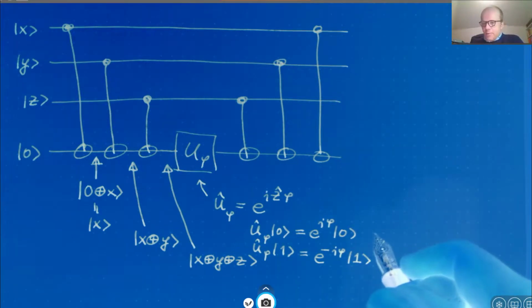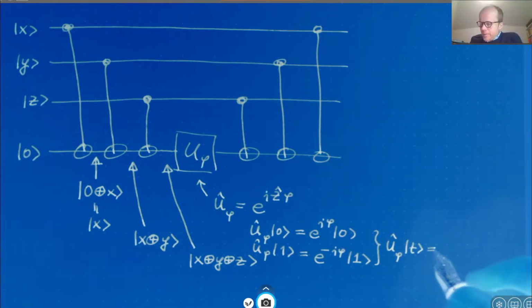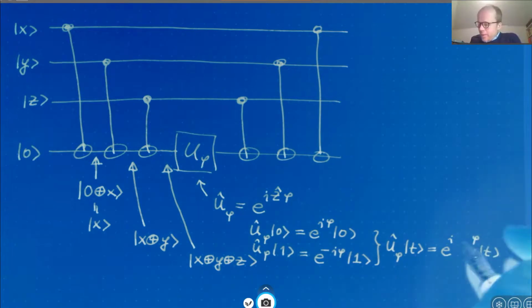This can also be summarized. The effect of u phi on a basis state t is either e to the plus or minus I phi times t. Whether it's plus or minus depends on whether t is 0 or 1. And one way to write it is to say this is -1 to the power t times phi.